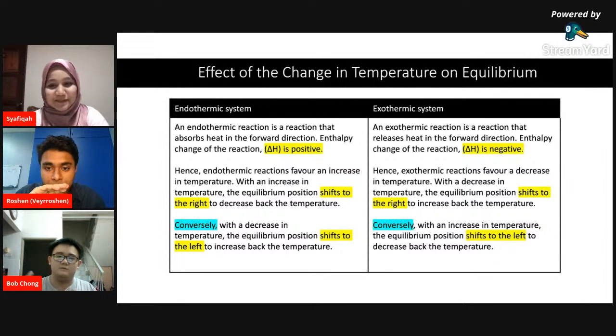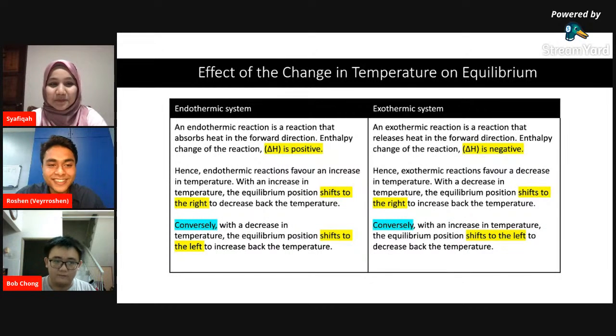But sometimes questions may be tricky. They don't tell you delta H is positive. They say, this reaction absorbs heat in the forward direction. Or if they don't give you delta H is positive, then you don't have the answer.